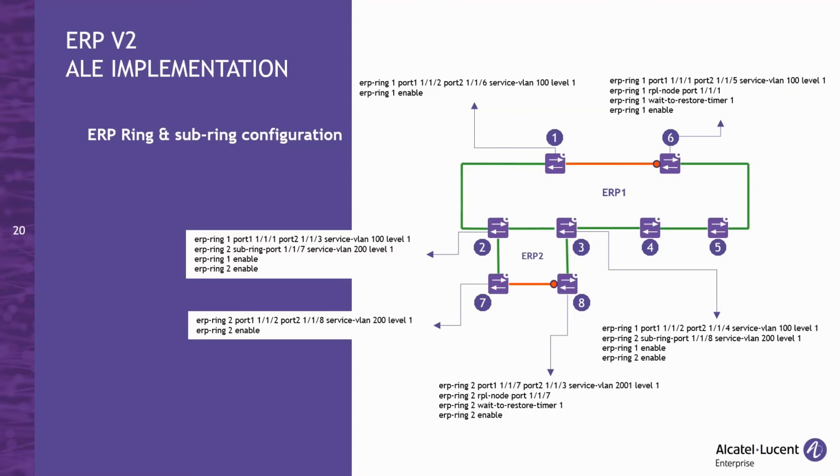Since this design uses one subring, interconnection nodes have to be configured to support two rings. So in addition to previously mentioned configuration details, nodes 2 and 3 require additional command by which ERP ring with ID 2 will be configured as a subring with a subring ERP ID, associated single port, and ERP2 service VLAN ID. This completes configuration of ERP for this network.